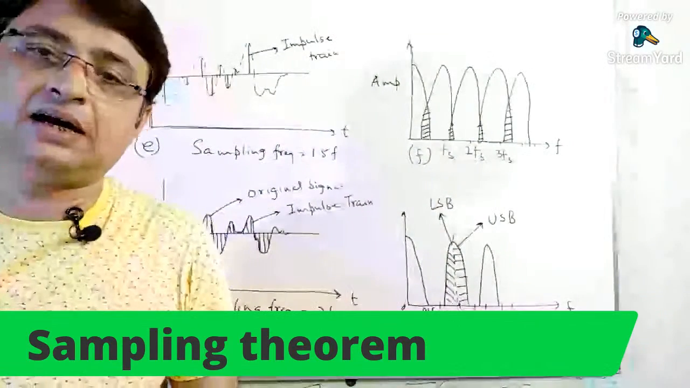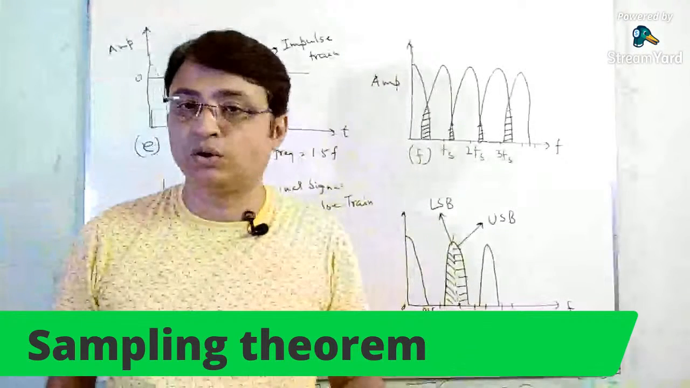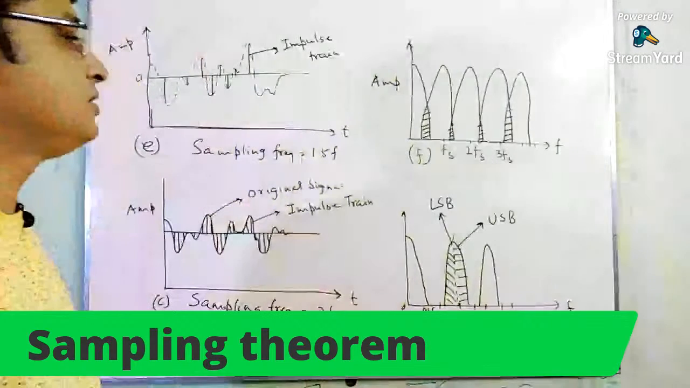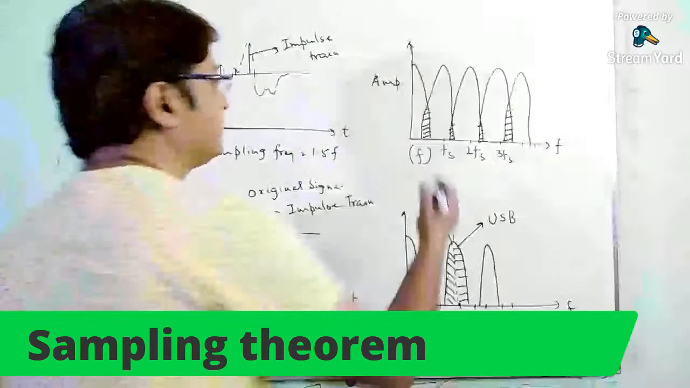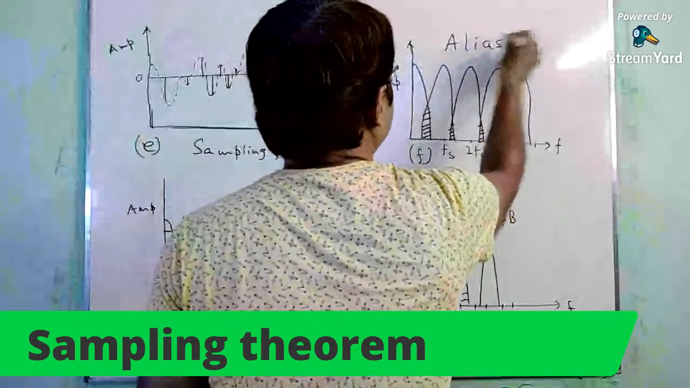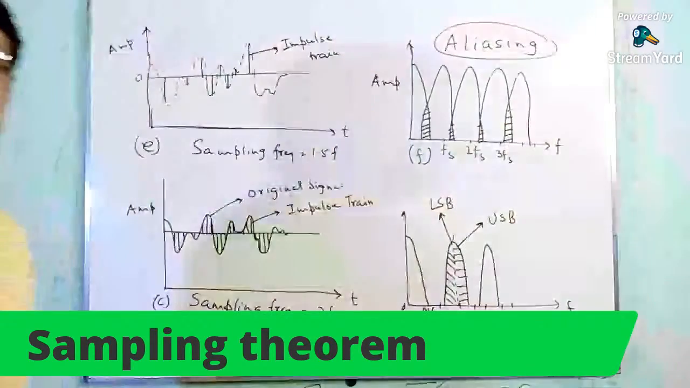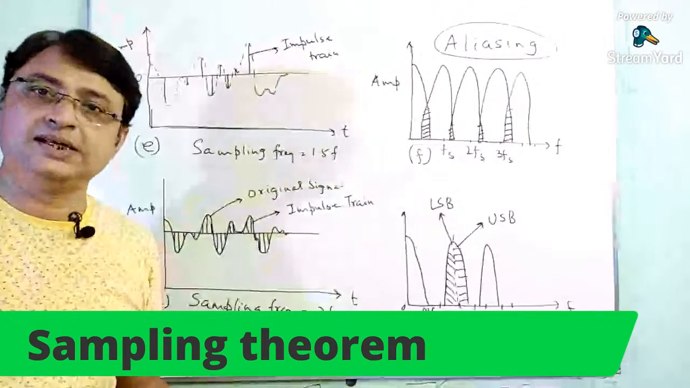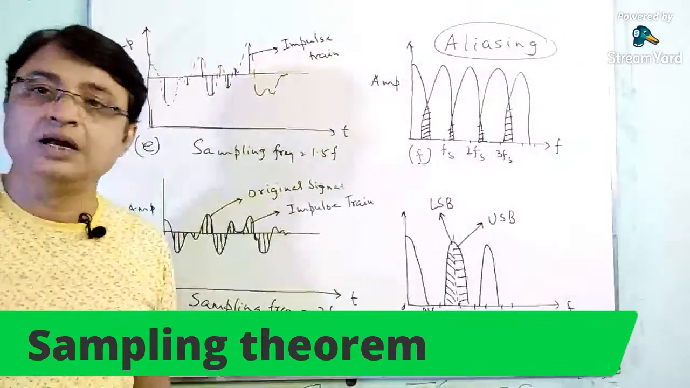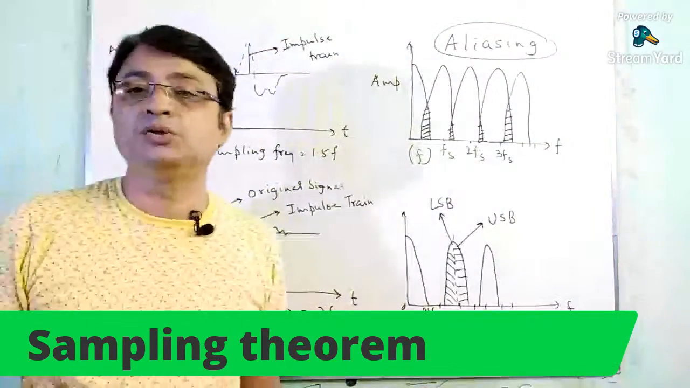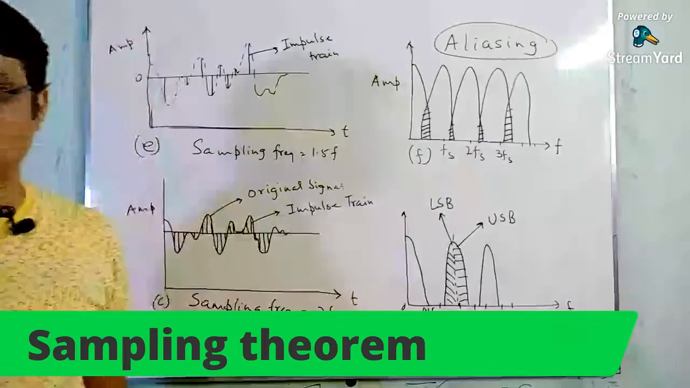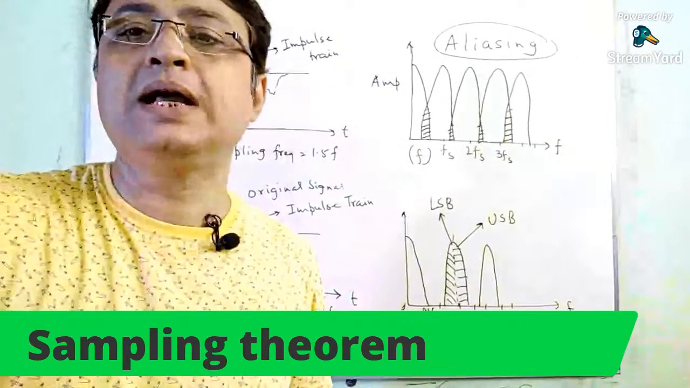Now this is the result we are talking about, and this is known as aliasing. Aliasing is the effect, and this is the case of aliasing. Aliasing occurs whenever the sampling frequency is less than the prescribed sampling frequency, that is, whenever you undersample the signal. Okay, is it clear why aliasing occurs?